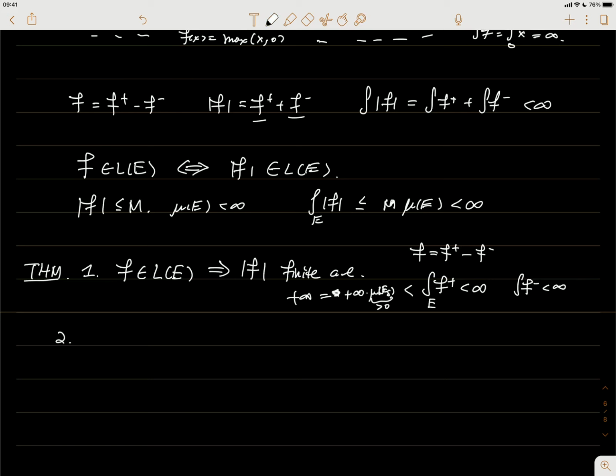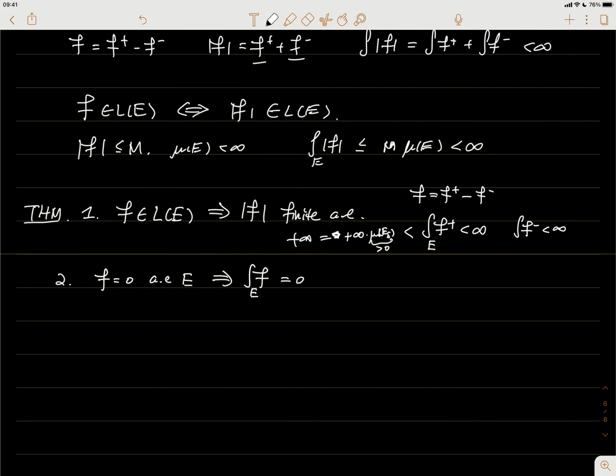The second is that if f is 0 almost everywhere on E, then the integral of f will be just equal to 0. And this is true because again we can partition this E into two sets. One set is where the function f takes the value 0. The other set, which is the complement, is where f can take a non-zero value. But that set is just a measure 0 set.